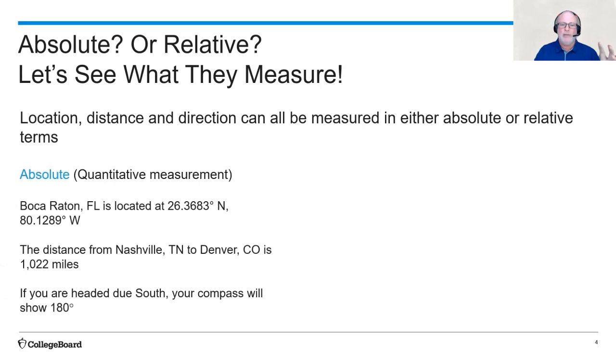When we say absolute, we're talking again about quantity. You see a lot of numbers here. The GPS coordinates of Boca Raton, Florida, the absolute distance from Nashville, Tennessee, where I was born, to Denver, Colorado. If you're heading due south and you're looking at your compass and you get a reading of 180 degrees, all of those things, location, distance, direction, absolute.